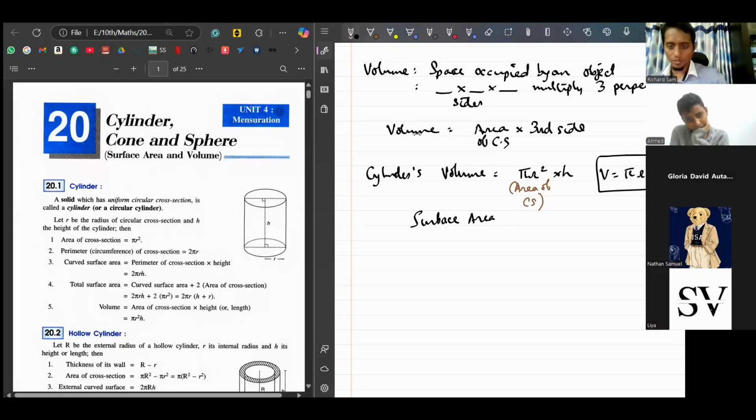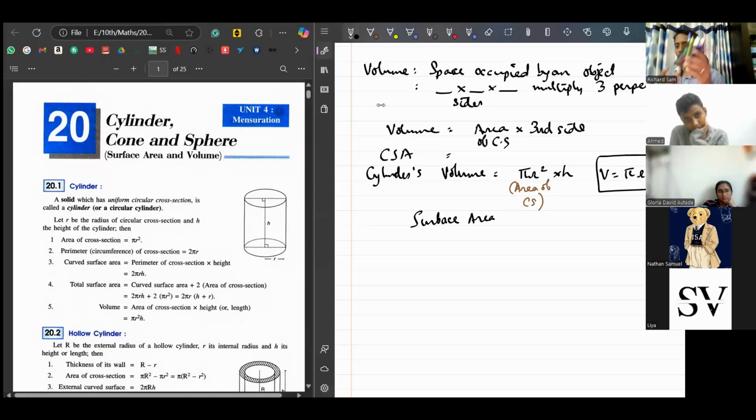Just like how we wrote volume is area of cross section into third side, there's one more formula, that is the curved surface area, CSA. Curved surface area. Look at this shape over here. Curved surface area means this curved part, the area of this curved part. To find the area of the curved part, you take the circumference of the circle and multiply it with the height. That's the formula to find curved surface area.